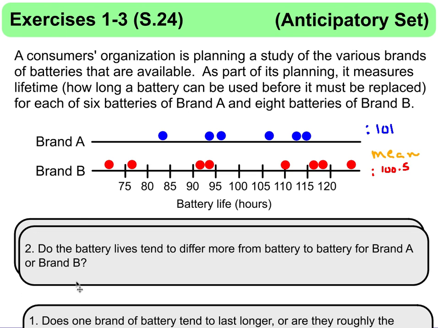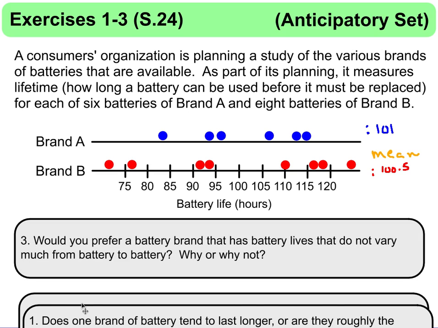In question 2, do the battery lives tend to differ more from one battery to another battery? And so again, the students might say, well, the lives tend to vary a lot more with brand B than they do with brand A, and that's the conciseness of brand A, that it's spread out a lot less as compared to brand B. You see one all the way down below 75 and one all the way up above 120. And so that tends to be a very big differentiation of different battery lives.